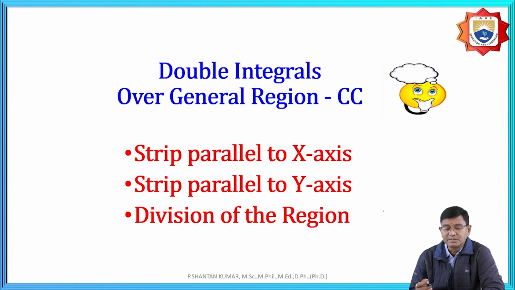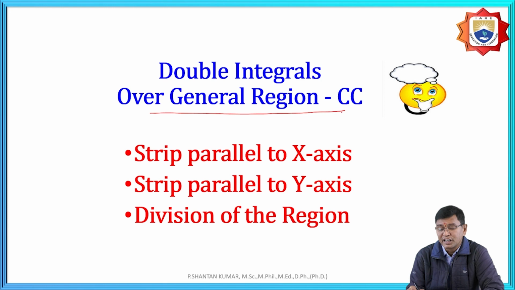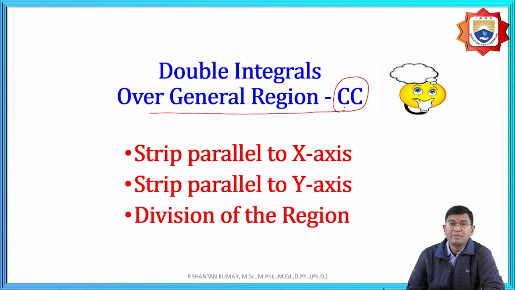And again, sometimes based upon that, the double integration over the general region, that is under the Cartesian coordinates. The CC is nothing but Cartesian coordinates. That is the meaning of this one. This is the third method under this multiple integration, that is the double integration.